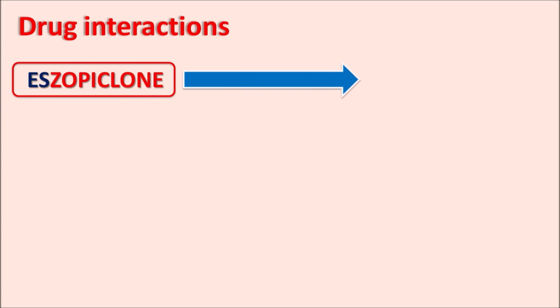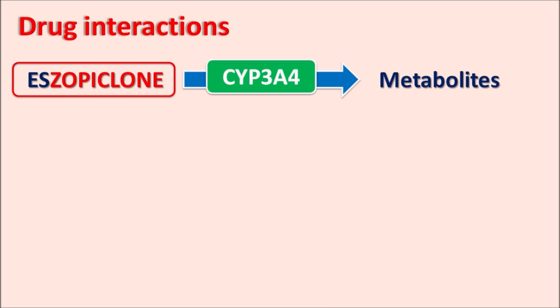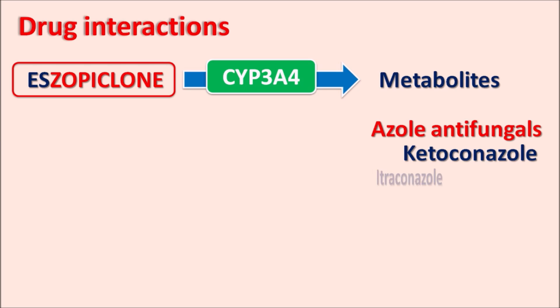What are the drug interactions? This drug S-Zopiclone is metabolized by the cytochrome P450 system, and among them one of the major metabolic enzymes is CYP3A4. So we have many types of drugs which either enhance or inhibit the activity of this CYP3A4 enzyme. For instance, we have drugs like azole antifungals such as ketoconazole and itraconazole. These two drugs are strong inhibitors of the CYP3A4 enzyme.